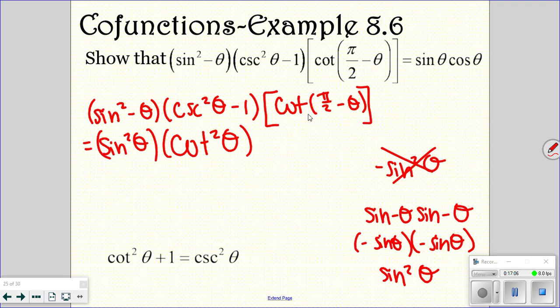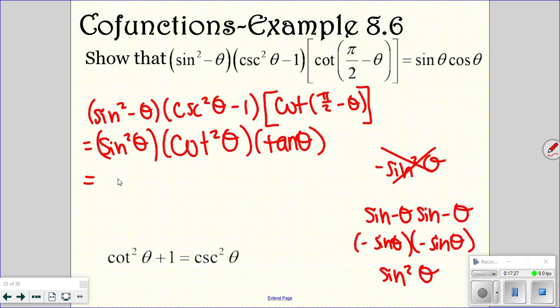Now for this one, cotangent of, this is the same thing as 90 degrees, pi over 2, it's 90 degrees minus theta. Using your cofunctions, that is going to be the same thing as tangent. So that's the first thing you're going to do.